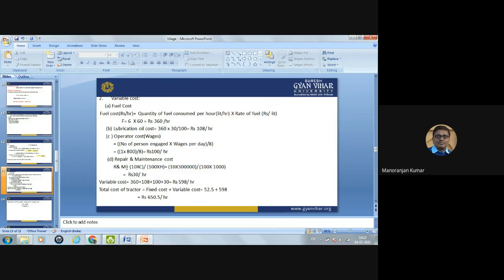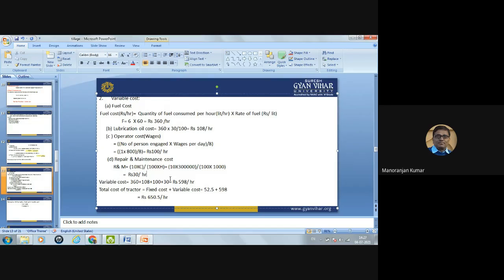So how can you calculate this repair and maintenance? This is 10% of the initial investment. So 10 into C divided by 100 into H. This is the formula to calculate the R and M. So C is 3 lakh and H is 1000, the number of working hours, 1000 hours per year. Just put all the values in this equation and you will get the answer. After calculation, it comes to 30 rupees per hour.